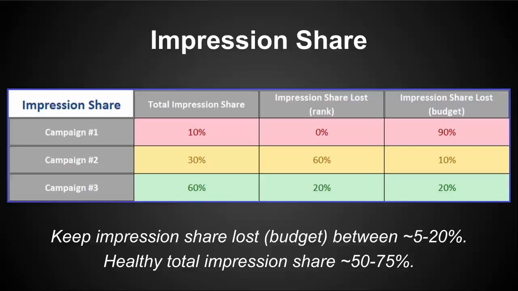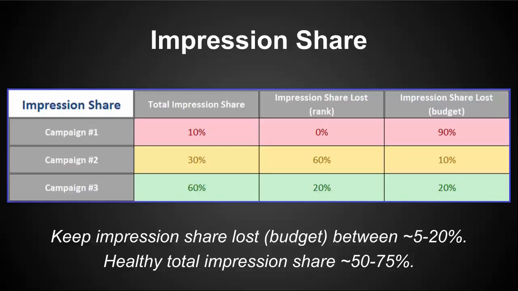In example number two, or campaign number two here, you can see that the total impression share is at 30%, and that it's losing a lot of its impression share to rank. There's two reasons that you can lose impression share to rank. One of them is quality score, and the other one is your bid. The bid is pretty obvious. If you bid higher, you mitigate losing impression share to rank. If you bid $2 and another guy bids $3, he's going to beat you. That's pretty simple.